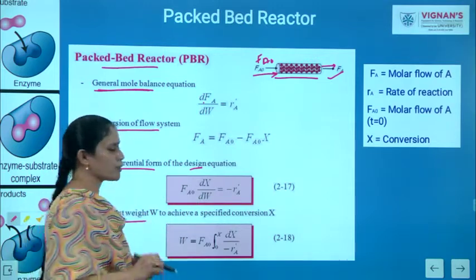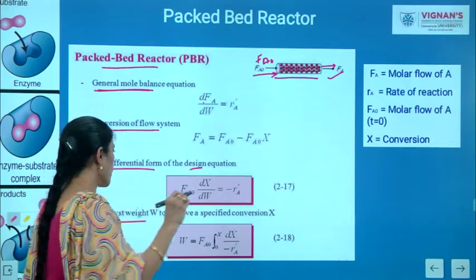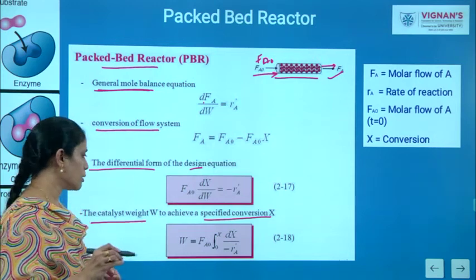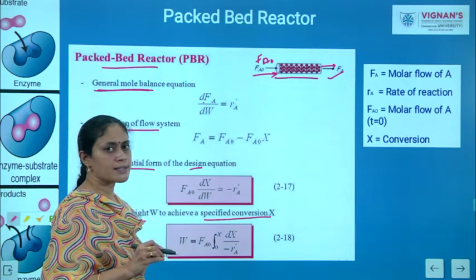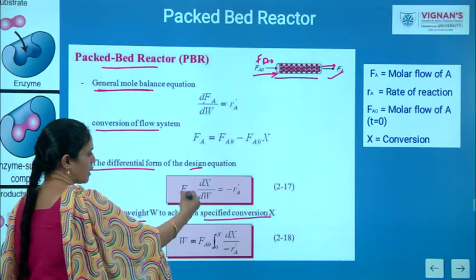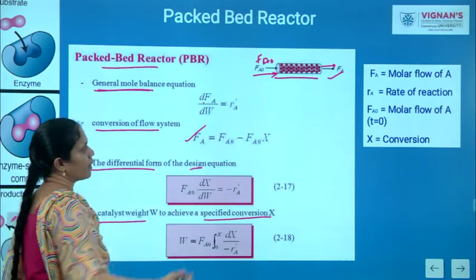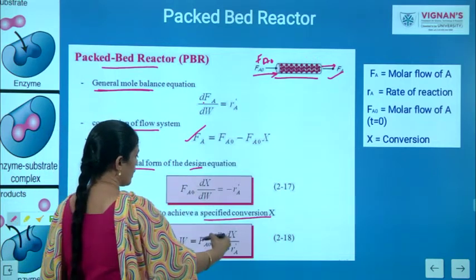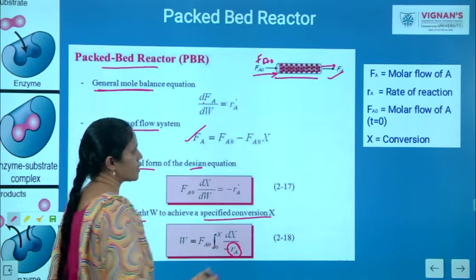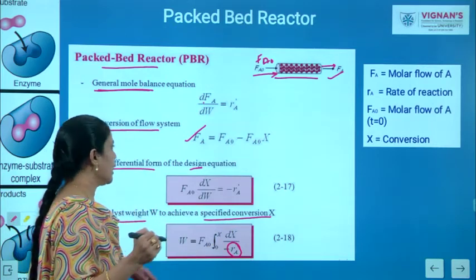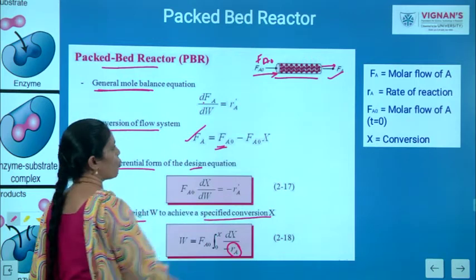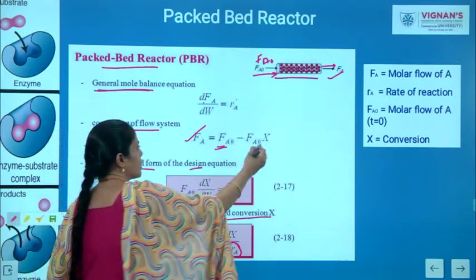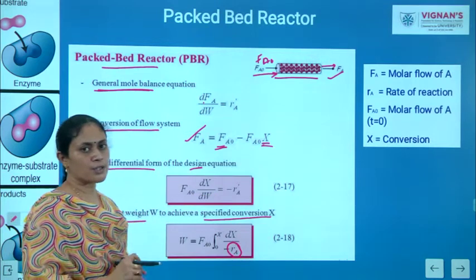The catalyst weight, W, to achieve the specific conversion X is W = FA0 dX / (-RA). Here, FA is your molar flow rate of A, RA is your rate of reaction, FA0 is your molar flow rate of A at initial time, that is at T equal to 0, and X is your conversion.